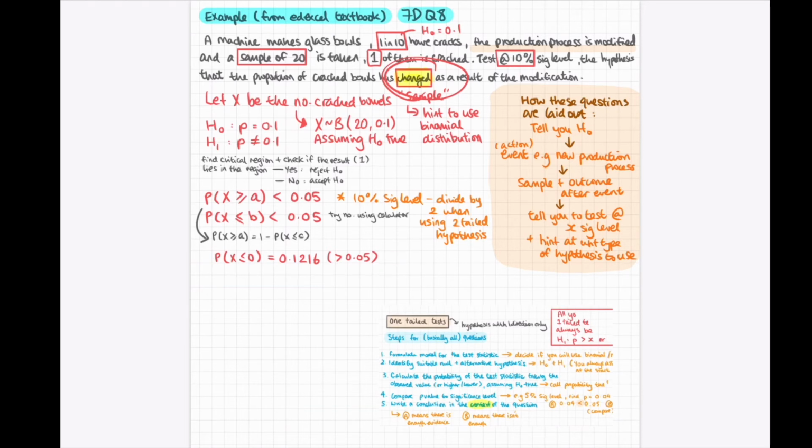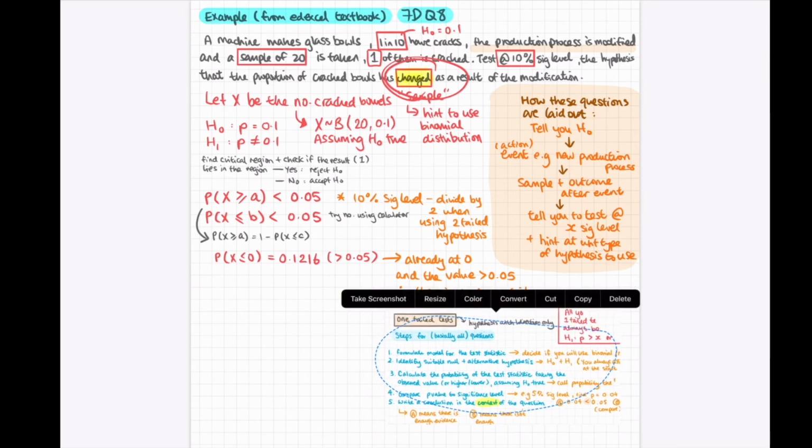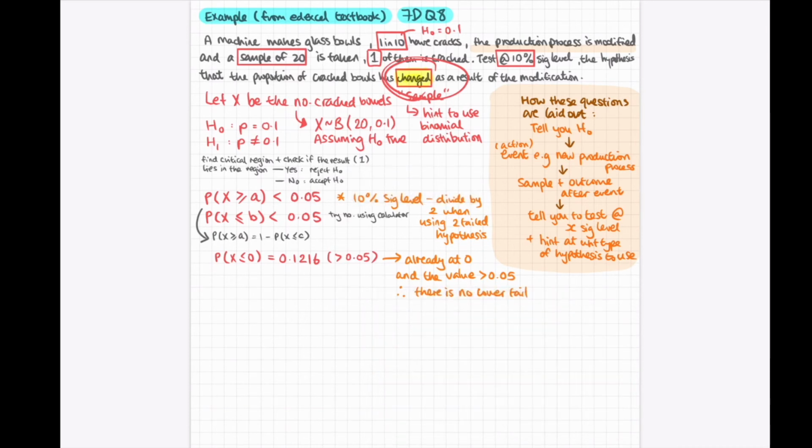So we are already at 0, and the value is still bigger than 0.05, therefore there is no lower tail. There would be a lower tail if there was a value that's bigger than 1 and less than 0.05.